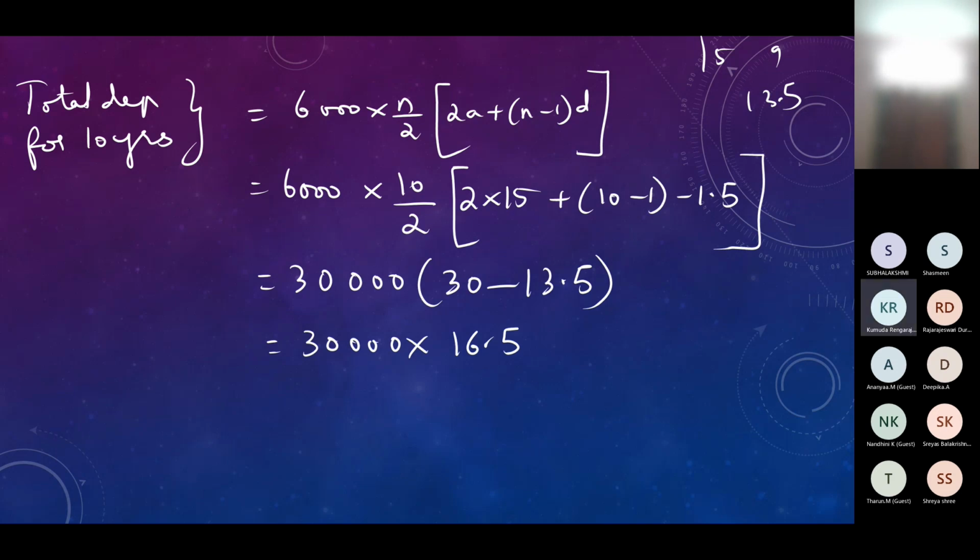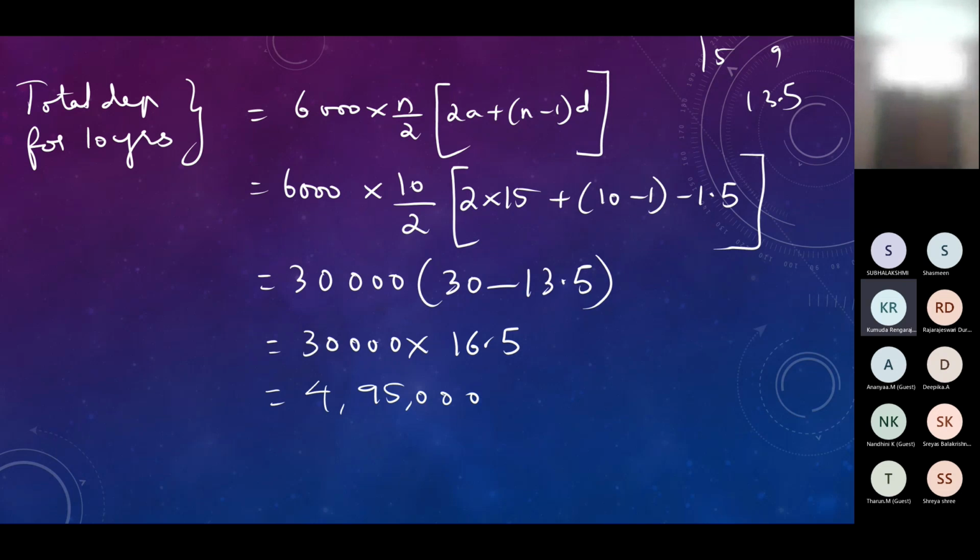Okay, I'm using my calculator. Yes, ma'am. 16.5 is equal to, yes, I think Rajeshwari got this, 4,95,000. You're right, Rajeshwari. I'm sure Ananya, you're also right. I don't know where you've gone wrong in calculation. 4,95,000. Very good. So this is the total depreciation for 10 years.